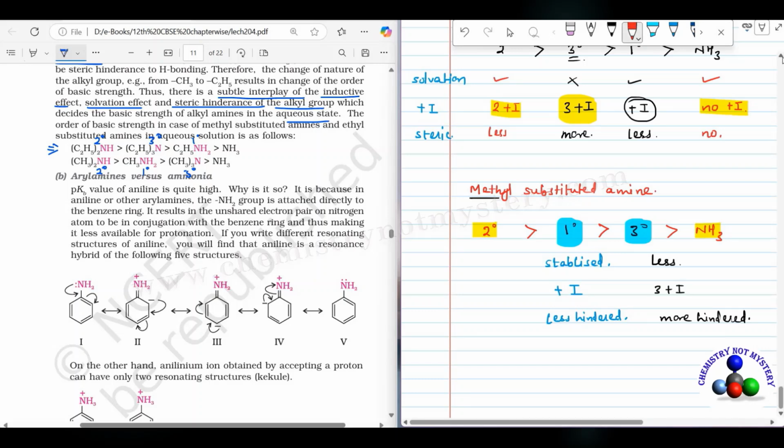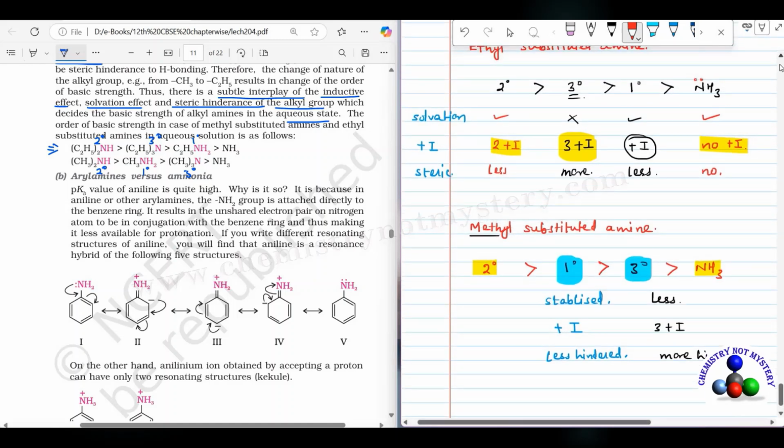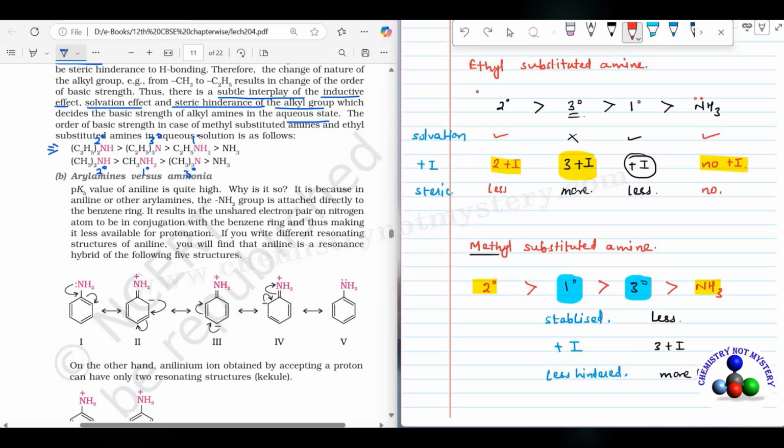So when you compare the basic strength of ethyl substituted and methyl substituted amine, in case of ethyl substituted amine, plus I effect dominates over the other effects. That's why tertiary ethyl substituted amine is more basic as compared to primary ethyl substituted amine. While in case of methyl substituted amine, solvation and steric hindrance outplay the inductive effect. So that's why primary alkylamine is more basic as compared to tertiary alkylamine in case of methyl substituted.